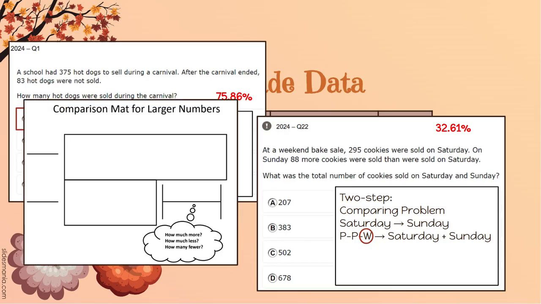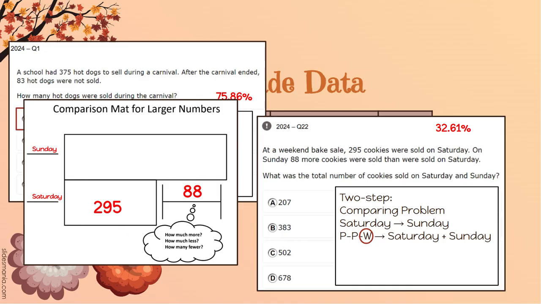So if I can establish which quantity, Saturday or Sunday, is the larger quantity, I can put it in the top. So since it said on Sunday, 88 more cookies were sold, we know Sunday is the larger quantity and Saturday is the smaller quantity. Then I can fill in the numbers that I know. I know for a fact there were 295 cookies sold on Saturday, and I know that there were 88 more than that on Sunday. That's that comparison number. The how many more is the bigger bar than the smaller bar.